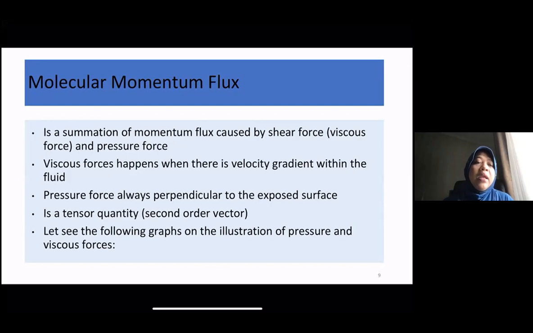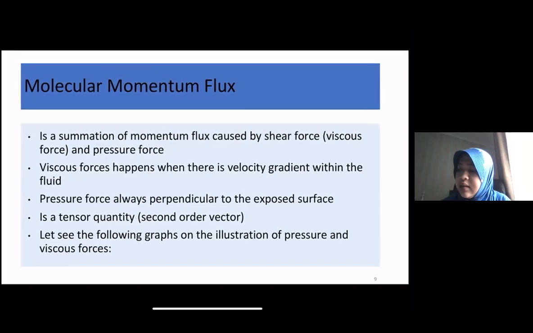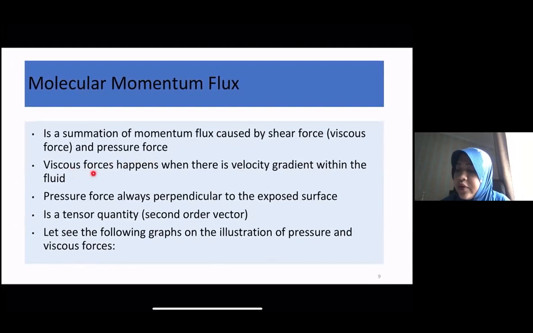Viscous force happens when there is a velocity gradient within the fluid. And the pressure force would always be perpendicular to the exposed surface. Let's see the following graph as an illustration of pressure and viscous force.